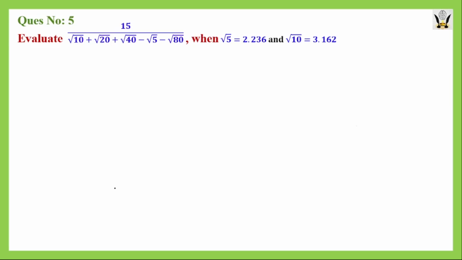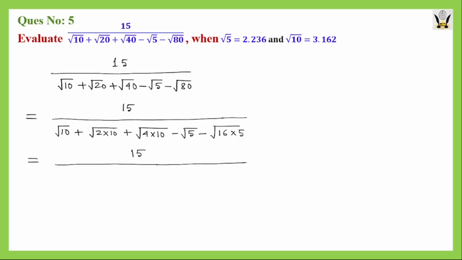5. Now in the next problem sum, again this is a sum of rationalization. So what we can do is, first we will rewrite that expression. So the first term was root 10, here it is root 10. Second term root 20 can be written as root over 2 multiplied by 10. That means root 2 multiplied by root 10.